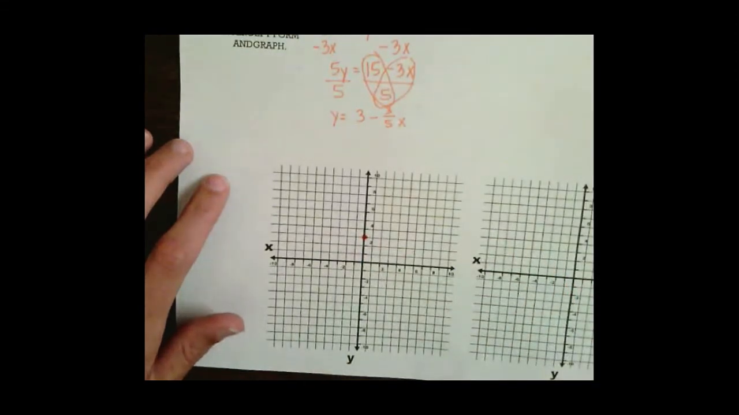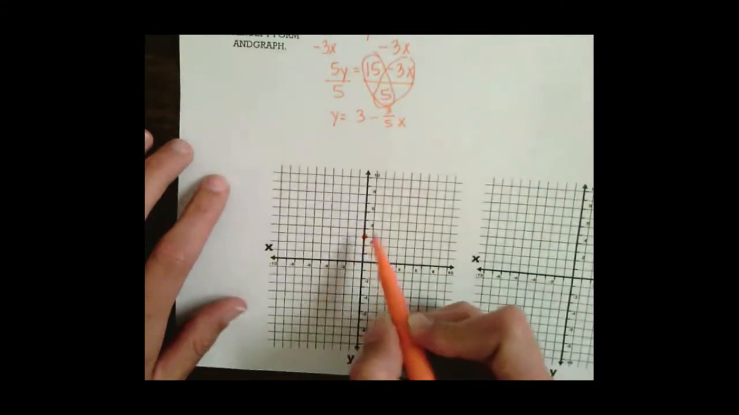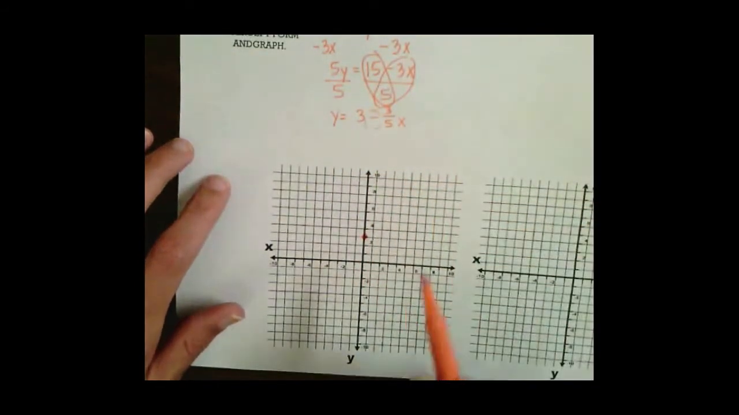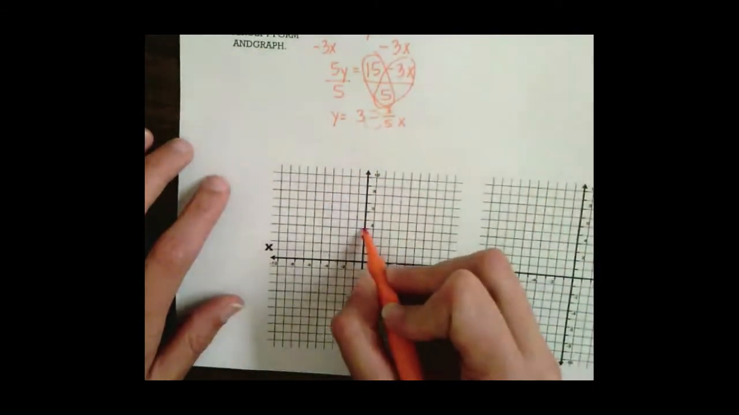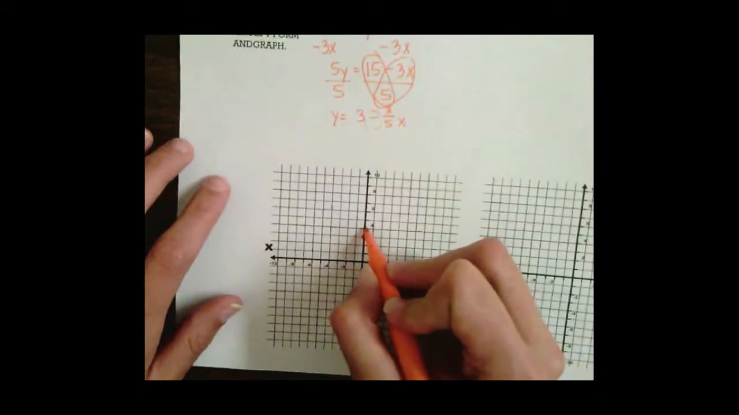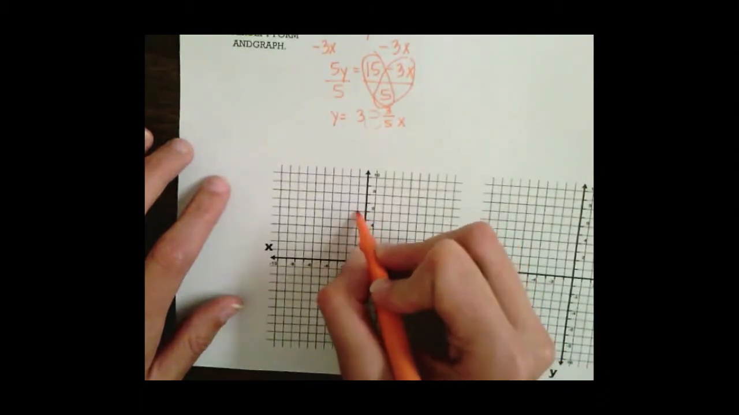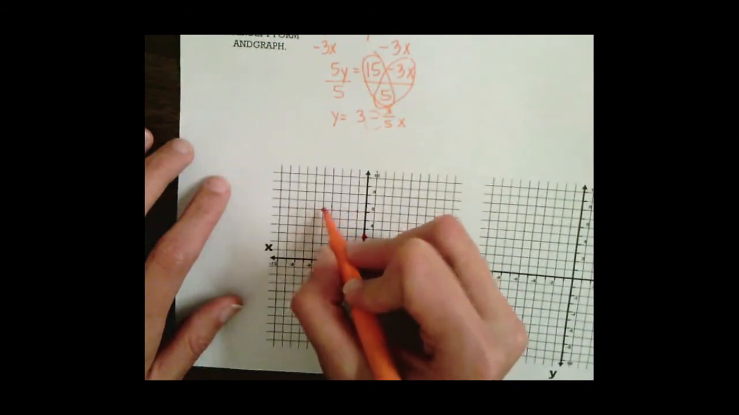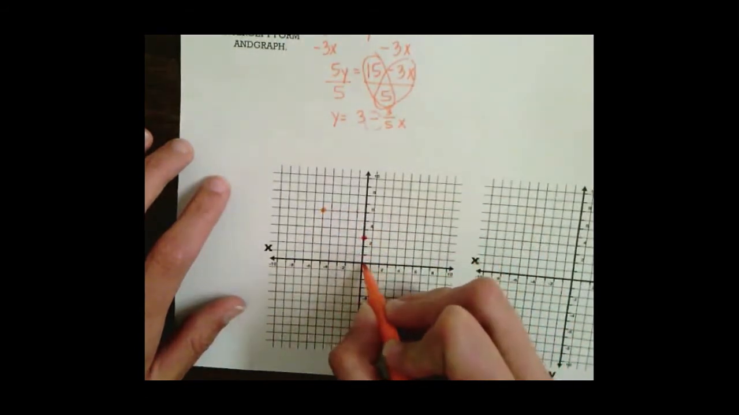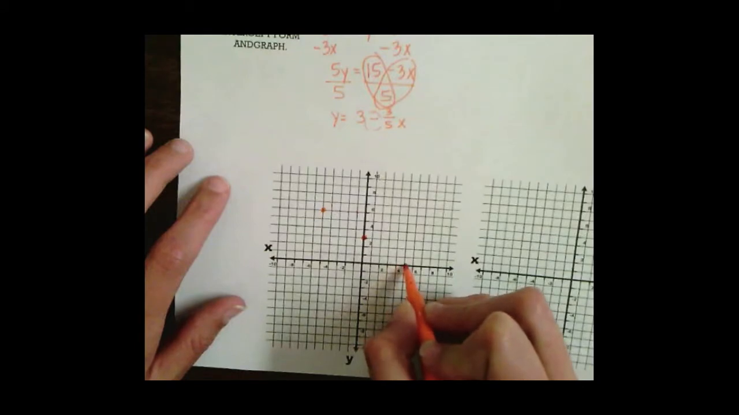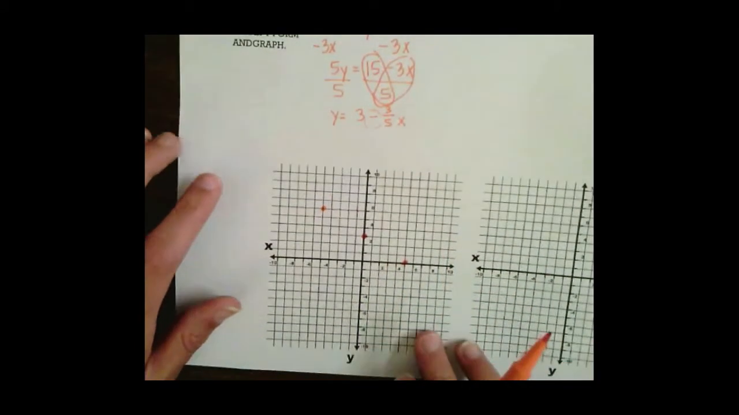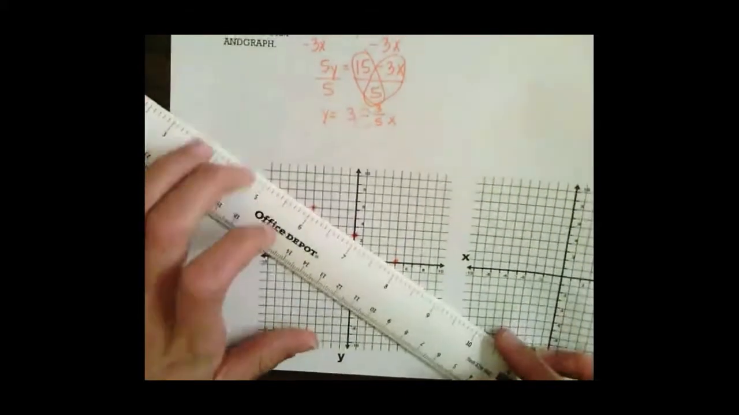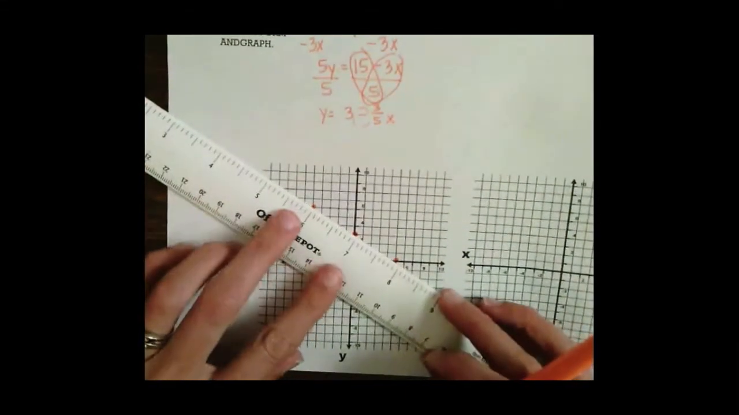Okay, and then you're going to do your slope. Your slope is negative, I want you to see this. It's negative, so you're going to go up 1, 2, 3, and over to the left 5. So 1, 2, 3, 4, 5. And same thing on the other side. Okay, and then from there you're going to be able to connect your dots and create your linear equation.